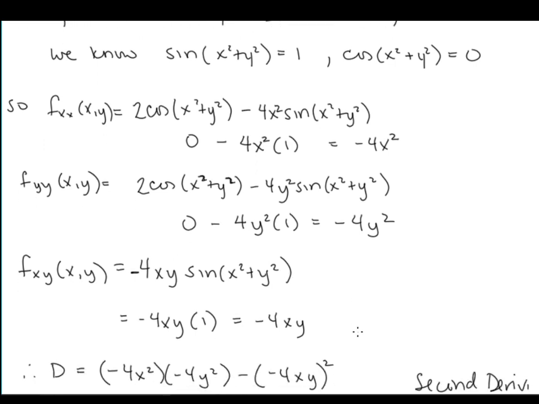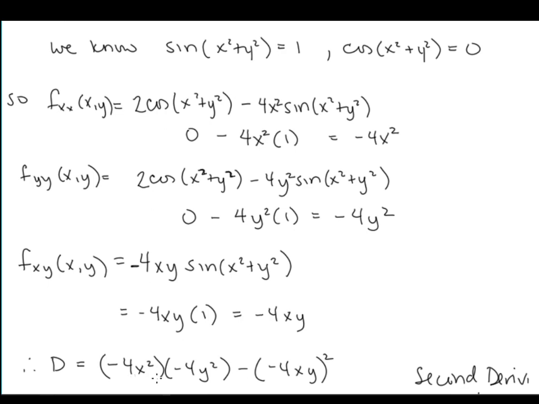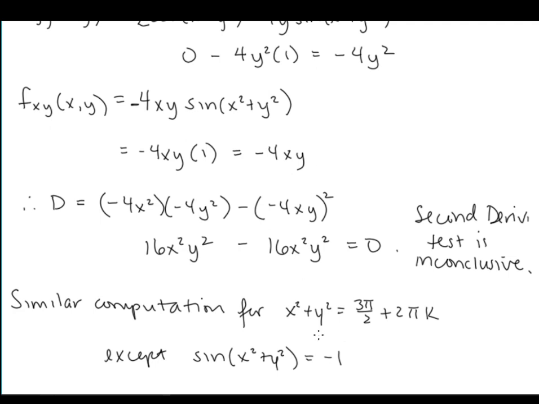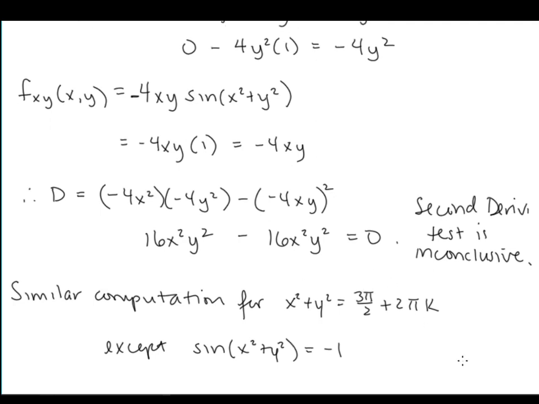So what does D look like? Negative 4x squared times negative 4y squared minus negative 4xy quantity squared. That gives us a 0. So the second derivative test is inconclusive. And we're going to get similar results for the set x squared plus y squared is equal to 3 pi over 2 plus 2 pi k. The only difference in the computation is that the sine values there are equal to negative 1. But you'll notice that you'll also get 0 for the computation of D, which means we need to investigate in another way. Let's take a look at the graph to investigate further.